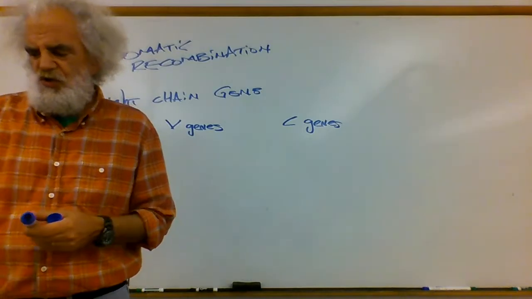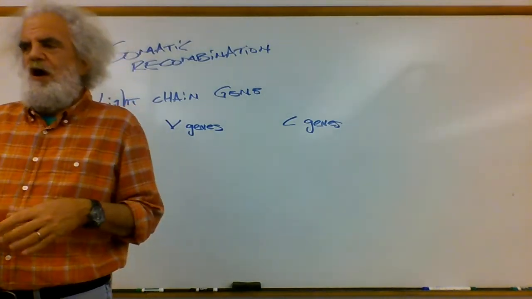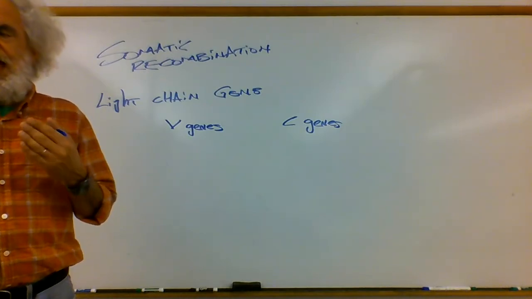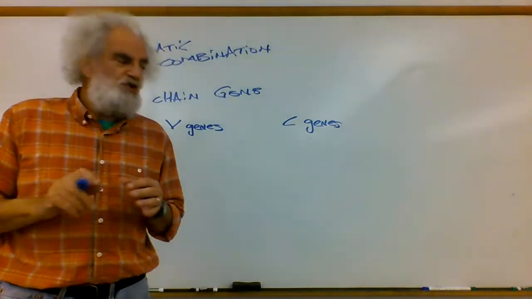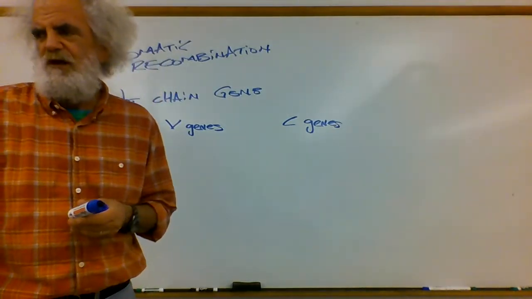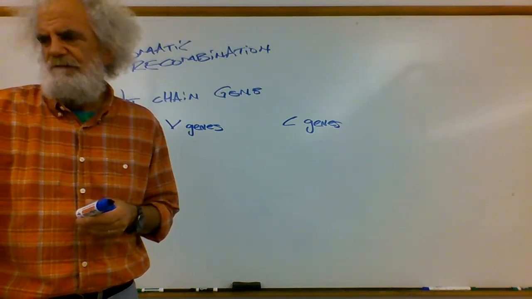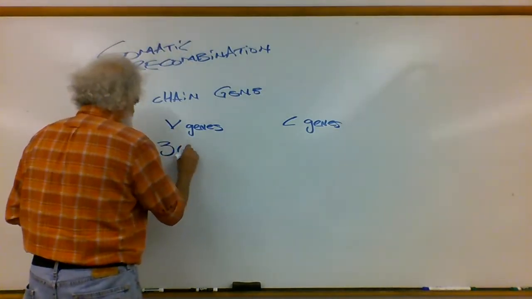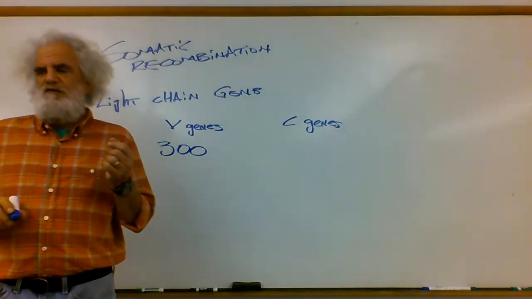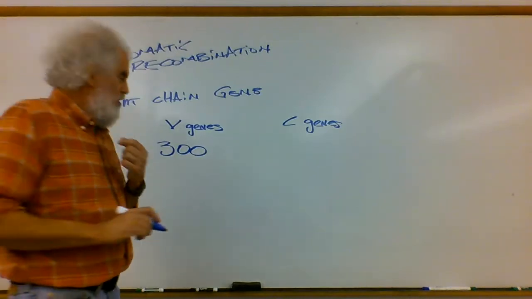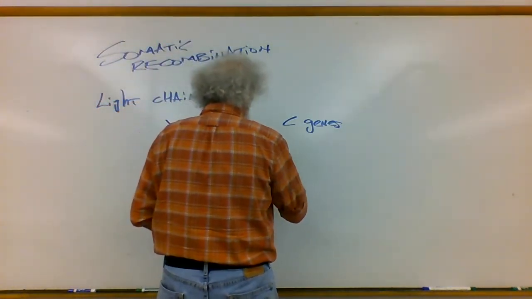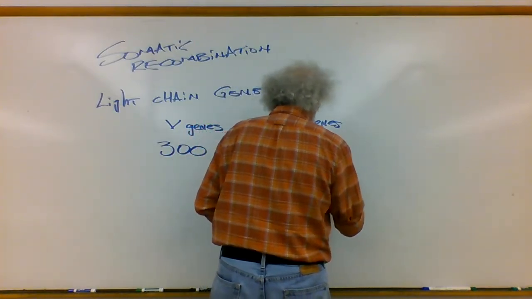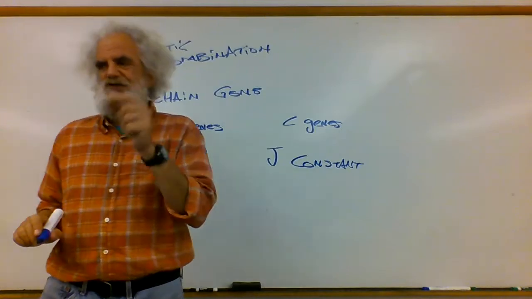And what we're going to do is have a range of different recombination events such that we've got a variable region in which we can have, and we're just looking to see, not that you need to worry about the numbers exactly, but what are the numbers? All right. There are approximately, in humans, 300 V regions. And then there are a set of J sequences that are associated with then the constant. So you have a series of JC repeats.